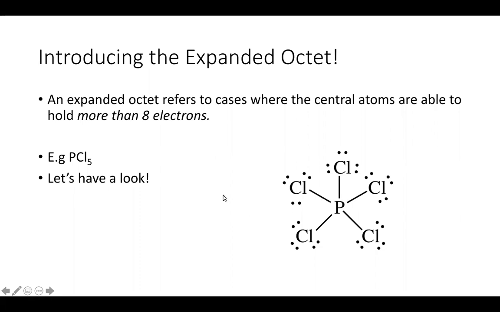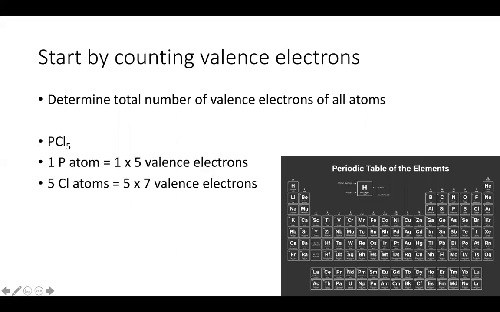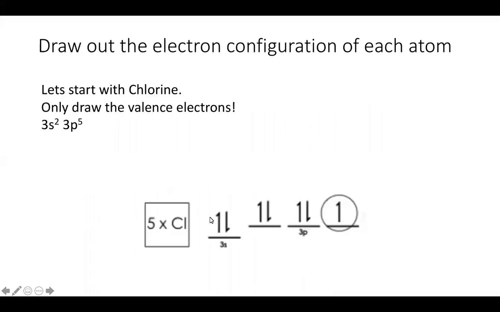So this is all to do with the expanded octet rule, and so let's have a look at how this works. Let's start by counting the valence electrons that we have in phosphorus pentachloride. If you have a look at your periodic table, we'll see that the P atom has 1, 2, 3, 4, 5 valence electrons, and our chlorine atom has 1, 2, 3, 4, 5, 6, 7 valence electrons. Of course, we have 5 of them, so that'll give us a total of 40 valence electrons.